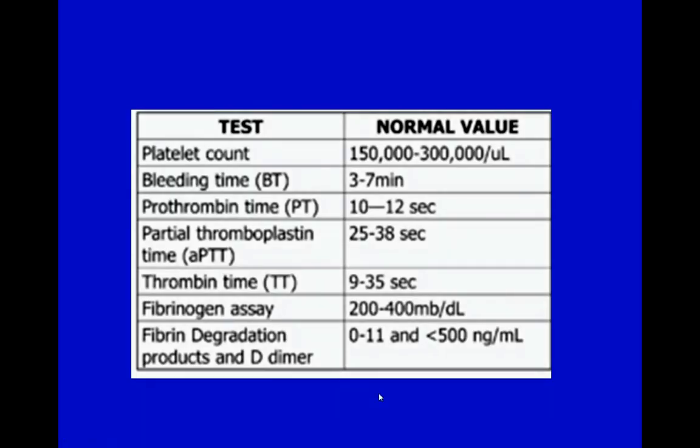Okay, here's what it might look like on a lab report. So we have a platelet count, and we can see what the normal value should be. It should be present in the 100,000s. This is to kind of introduce you to those.